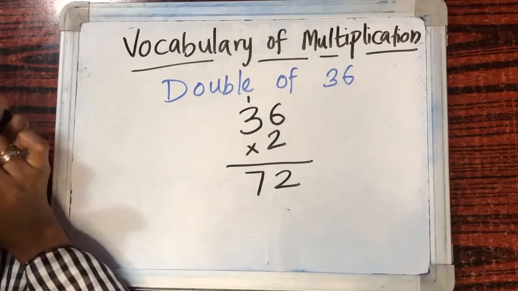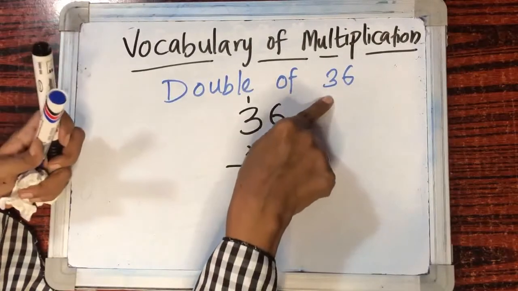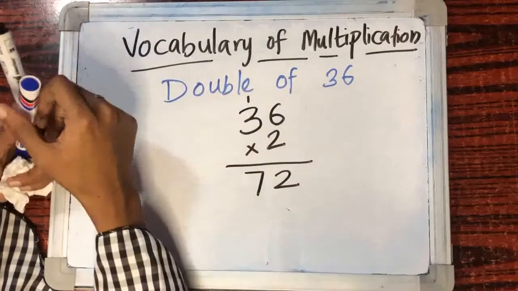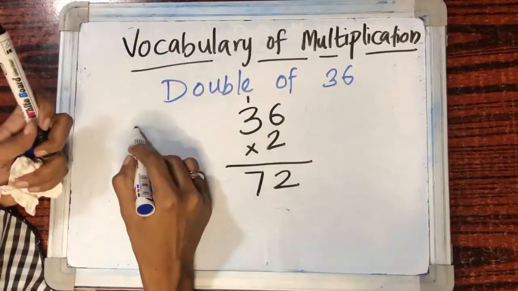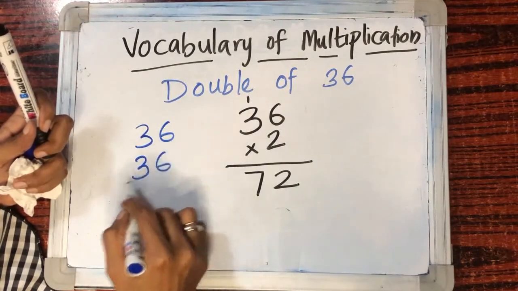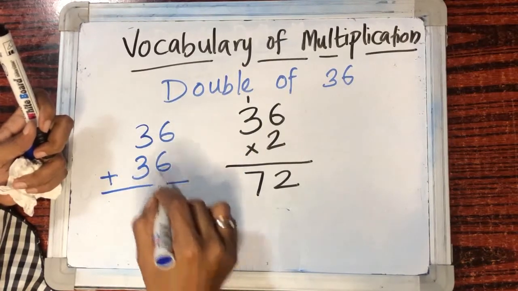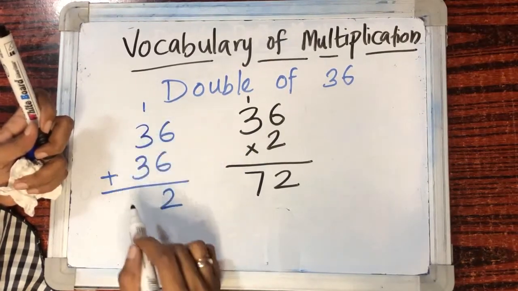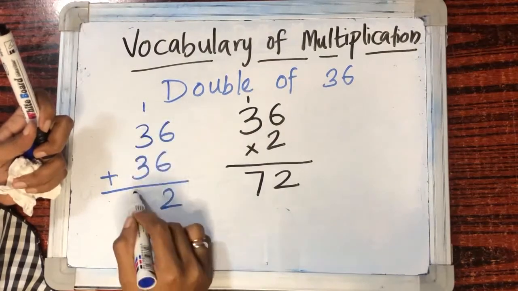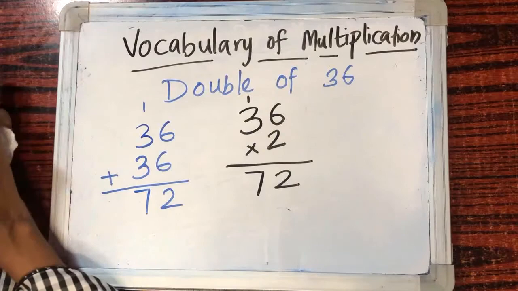Another way to find the answer for double of 36 is you can repeatedly add the number 36 twice, meaning 36 plus 36. 6 plus 6, 12. 3 plus 3, 6 plus 1, 7. 72. Either way the answer is correct.